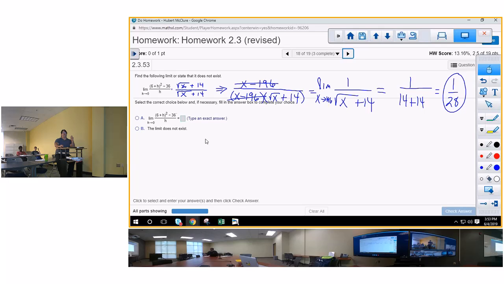36 plus 12h plus h squared minus 36 over h. And then you're going to factor out the h. Well, let's do this one, might as well, because I don't know how it goes. I haven't done this one. You're approaching 1, you would be going to cancel. Oh, I'm sorry, you're approaching 0.